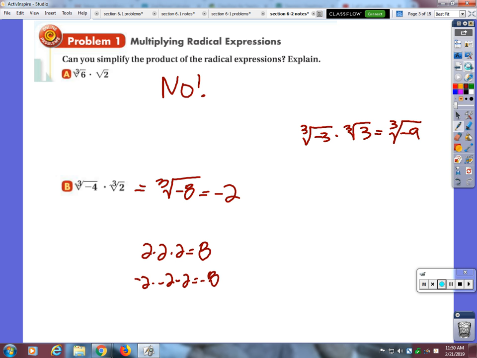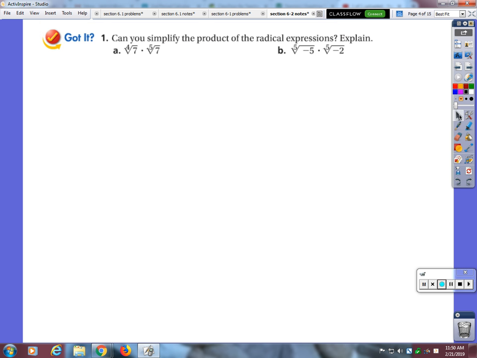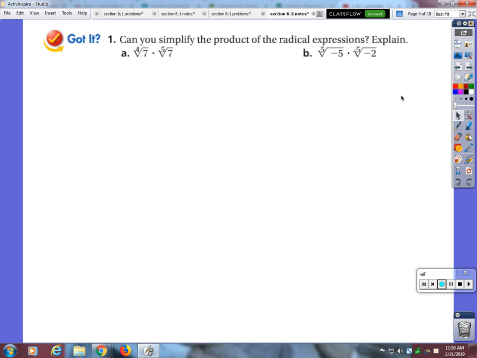How about this one right here? Can you simplify the 4th root of 7 times the 5th root of 7? Yes, because the number underneath the root is the same. We're not going to get into how to do that right now. We're going to get into that later in the chapter. But for right now it says, can you simplify? So the answer to that is yes.